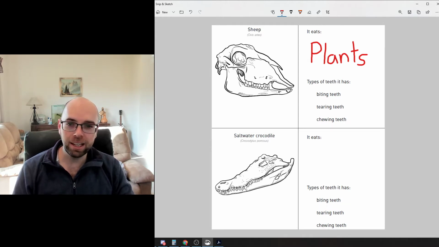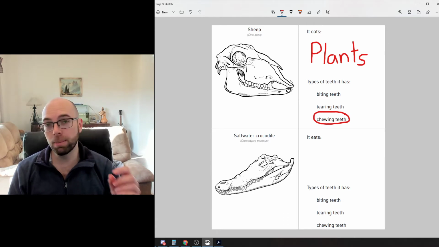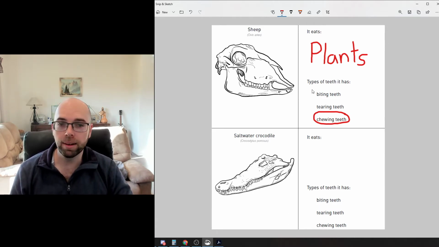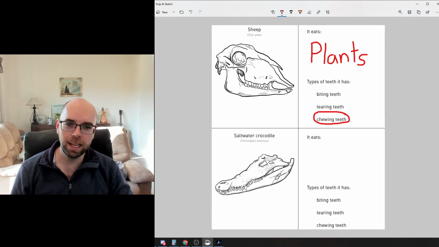Okay, and these type of teeth here at the back are chewing teeth. They're definitely not tearing meat off of bone teeth. Biting teeth would have to be at the front of the mouth. Now sheep actually do get biting teeth as well, depending on how old they are. Okay, but these ones here are their chewing teeth.